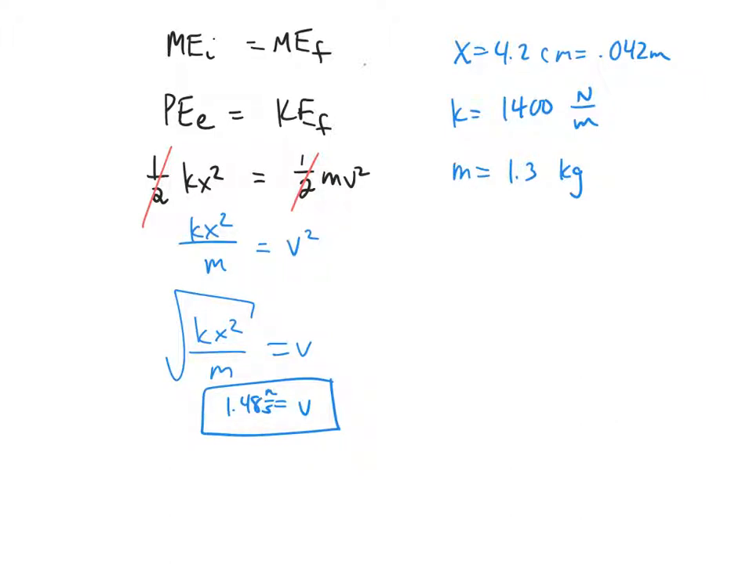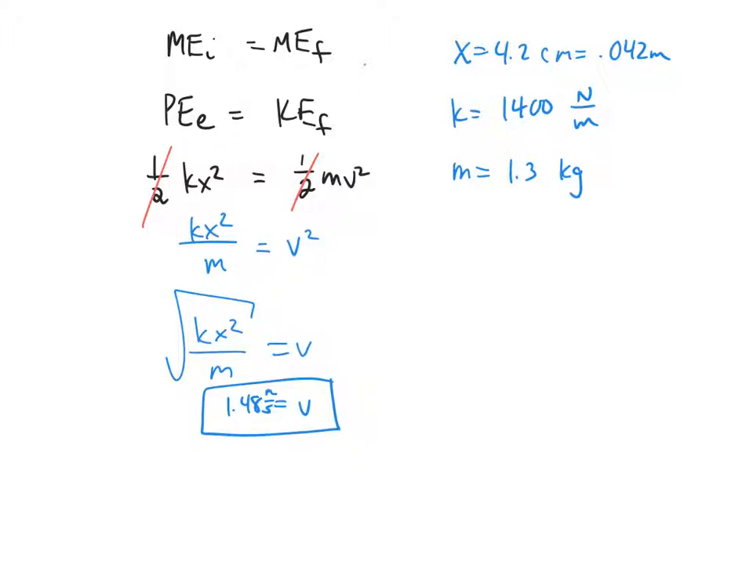1,400 times 0.042 squared over 1.3, and the square root of that. Did you take the square root of that, Isabel? Yeah, I think I just got 1.4. He got 1.48. All right, we got two at 1.48. And 1.37. I got 1.37.